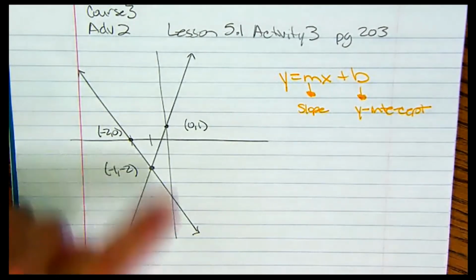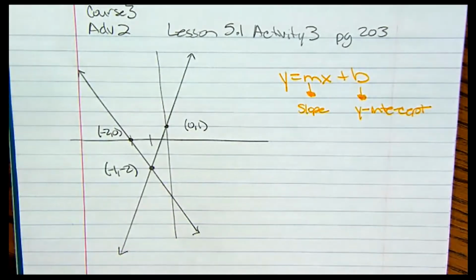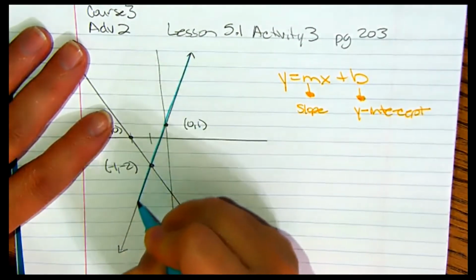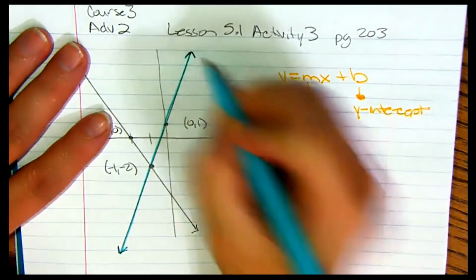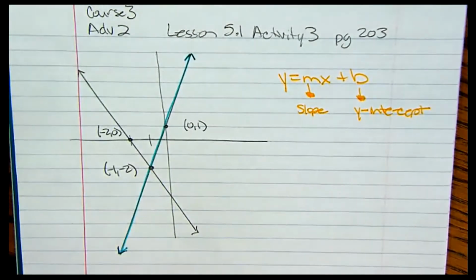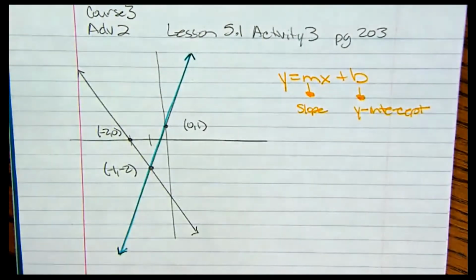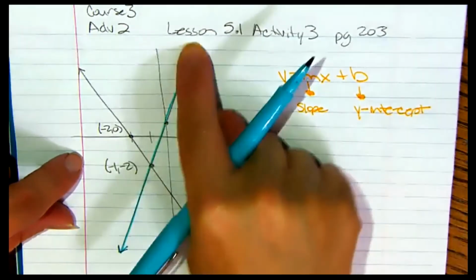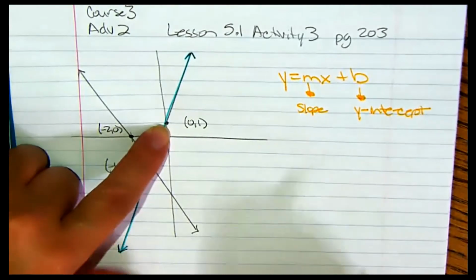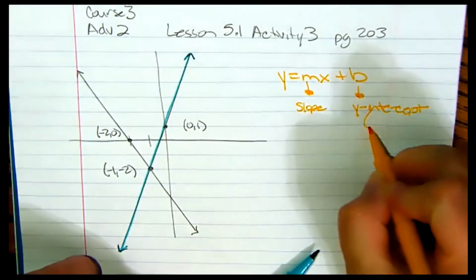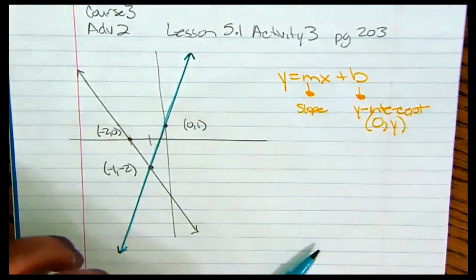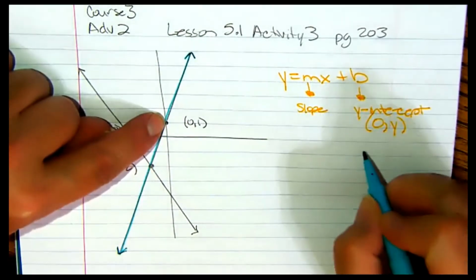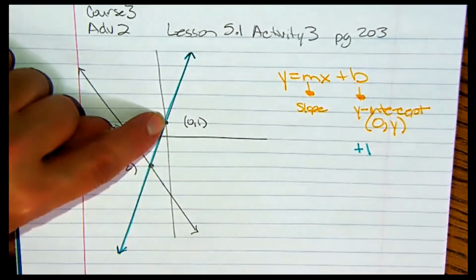So let's start with our lines that they've given us. Let's start with this one. So here's the line they've given us, and they want us to write the equation for it. Okay, let's start with our y-intercept. Right here, the y-intercept is when x is 0, what is the y? Well, when x is 0, my y is 1. So my y-intercept is positive 1.